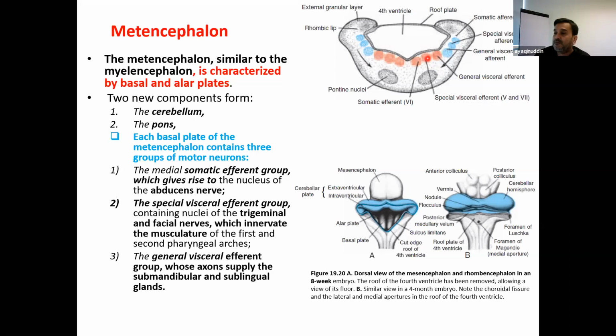Then the third column on the basal plate is going to be the general visceral efferent, which is the parasympathetic nucleus. And the parasympathetic nucleus in the pons is the superior salivatory nucleus, and this superior salivatory nucleus supplies the submandibular, sublingual, and the lacrimal gland, and it is basically the parasympathetic nucleus of the facial nerve.